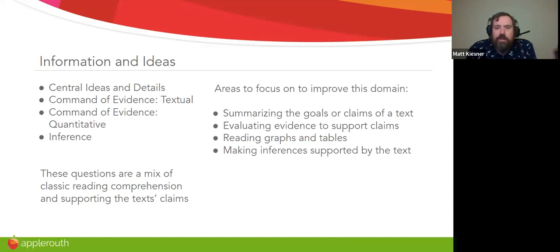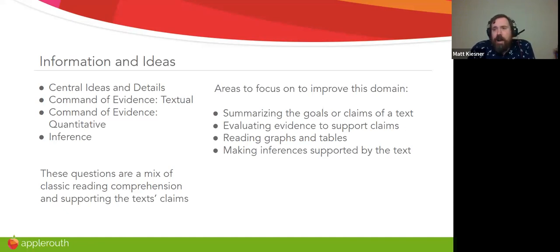So on these ones, focus on the goals and claims. I guess that'd be really important for the textual and the inference questions. Think about working on evaluating evidence. Like, is this the best support for an idea? Because those are really important on those command evidence questions.